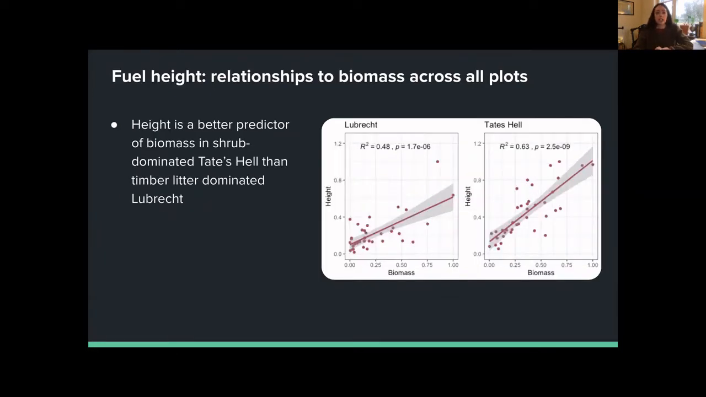We also looked at the average height of each of our photogrammetry models and how that related to biomass. Similar to surface area, height was a better predictor of biomass at Tate's Hell than at timber litter dominated Lubrecht. For both sites, however, height is a slightly better predictor of biomass than surface area for our models.